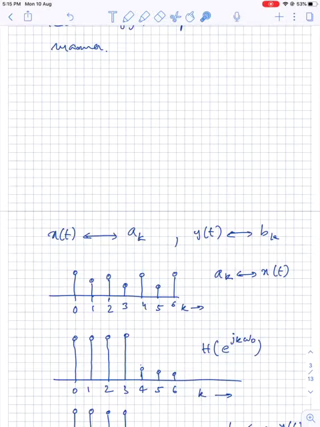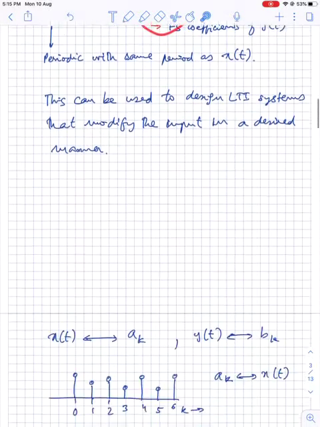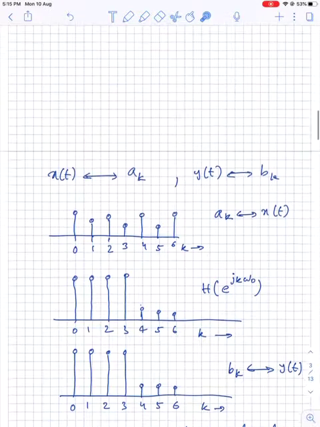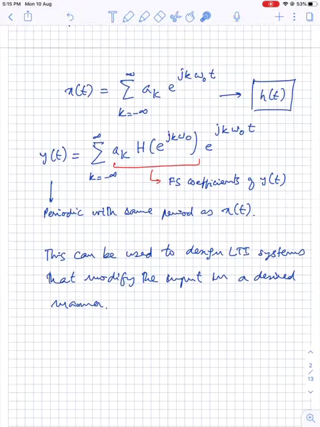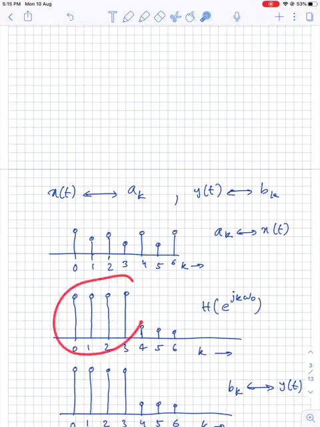Now, suppose I design my H(e^{jk omega naught}) in this way. So I have this particular form. I am giving high values to 0, 1, 2, 3, and I am giving very low values to 4, 5, 6. So what we did is we are just applying the filter. The Fourier series of the output is nothing but the input Fourier series scaled by these H(e^{jk omega naught}).